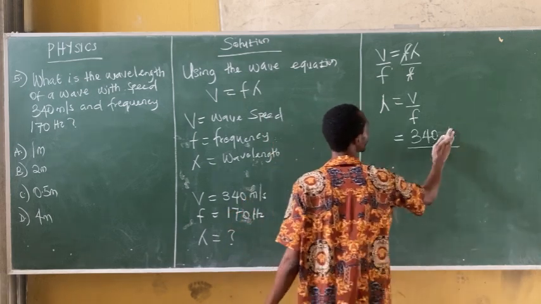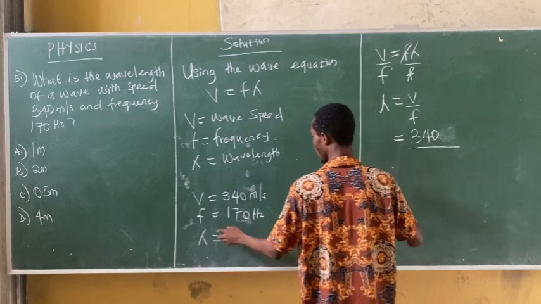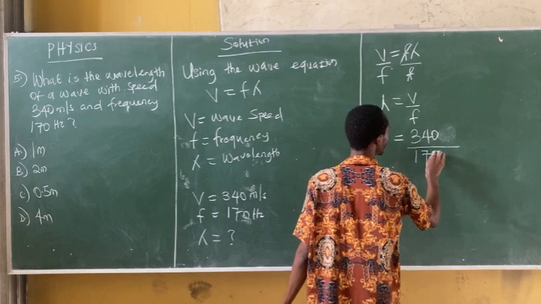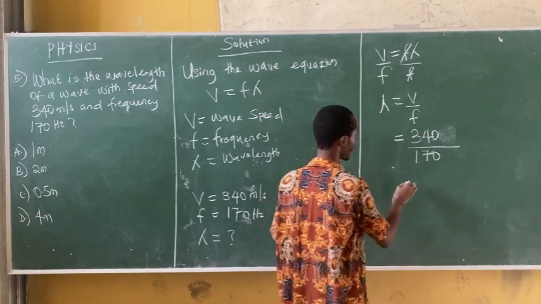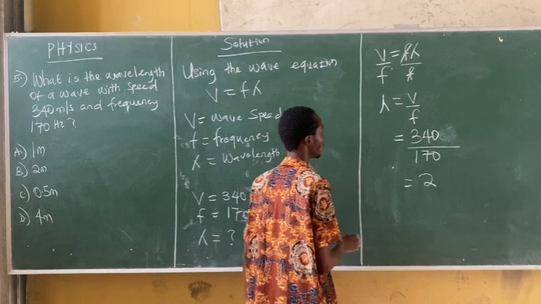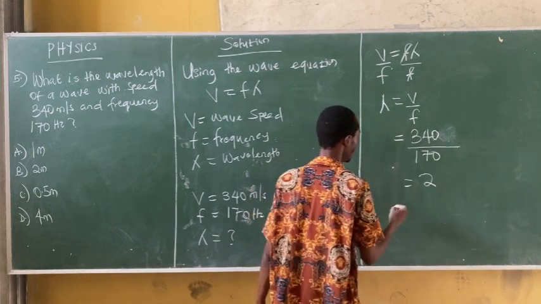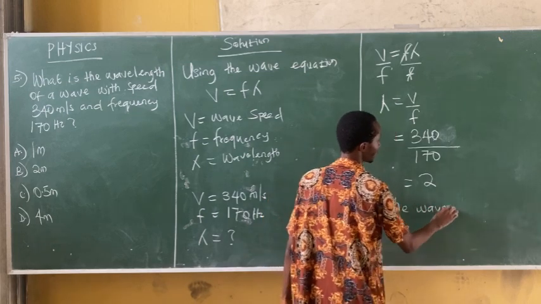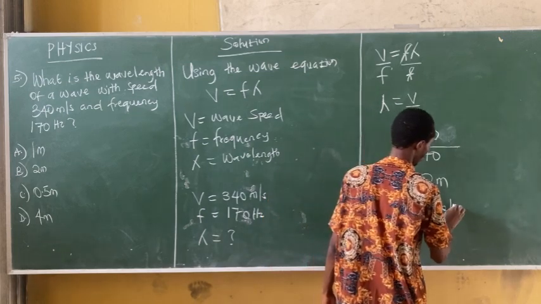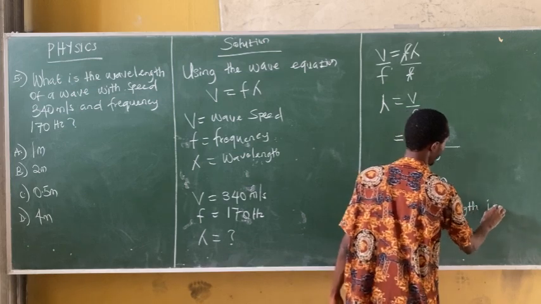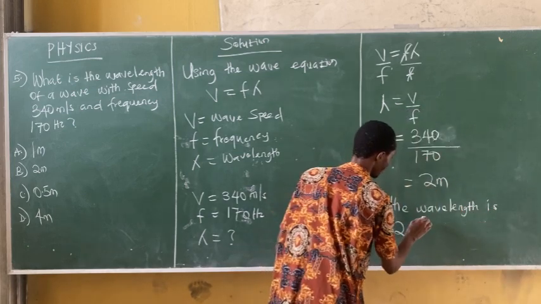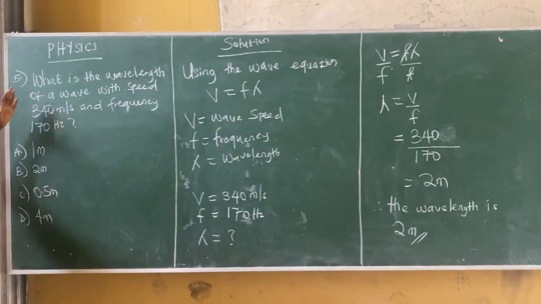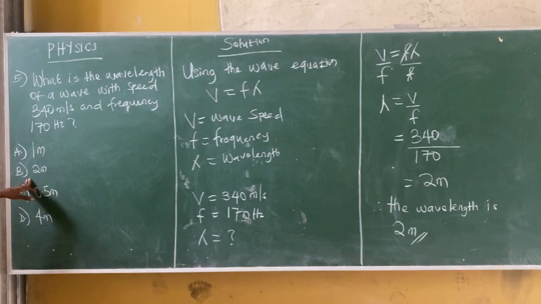the frequency, which is 170 hertz. So frequency is what? 170. 340 divided by 170 will give you 2. The unit for wavelength is what? Meters. Therefore, the wavelength is 2 meters. From the question now, we have the correct option to be option B with 2 meters.